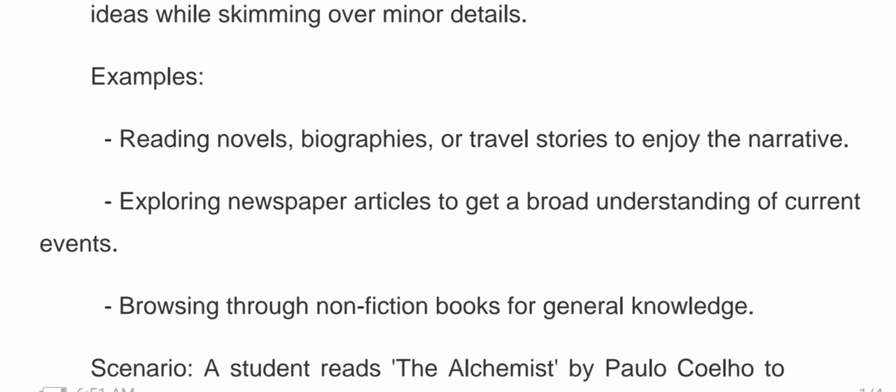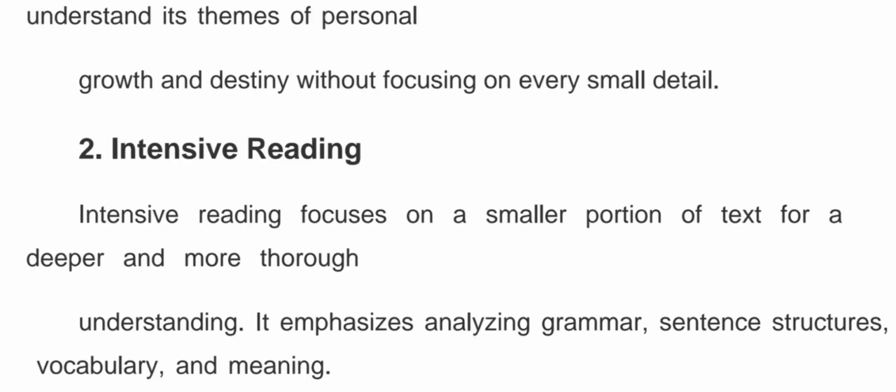Examples: reading novels, biographies, or travel stories to enjoy the narrative. Exploring newspaper articles to get a broad understanding of current events. Browsing through non-fiction books for general knowledge. Scenario: a student reads The Alchemist by Paulo Coelho to understand its themes of personal growth and destiny without focusing on every small detail.